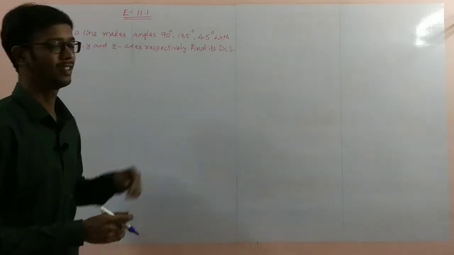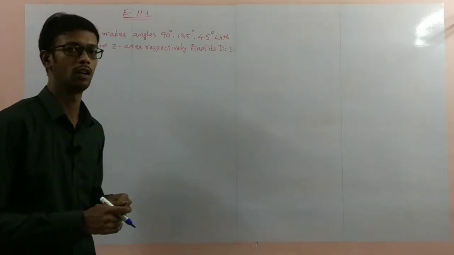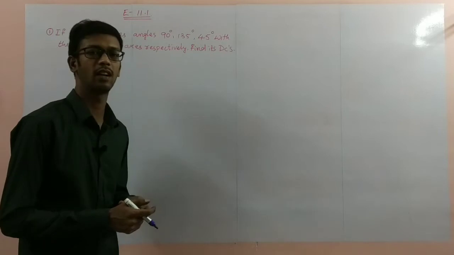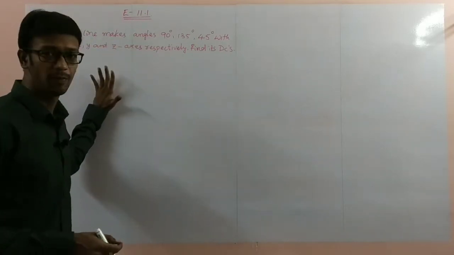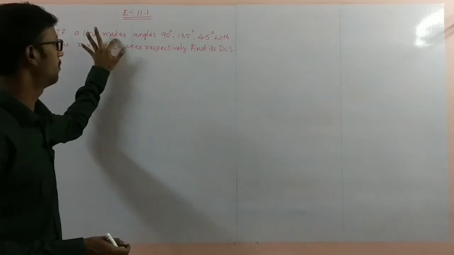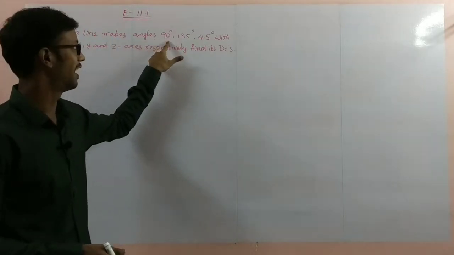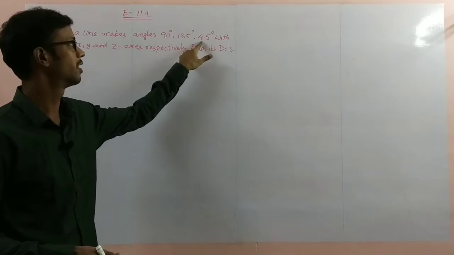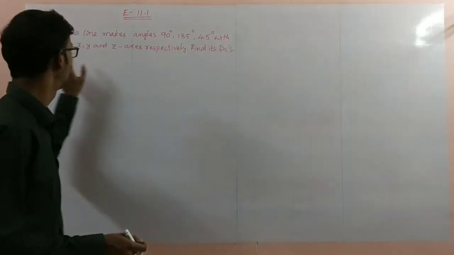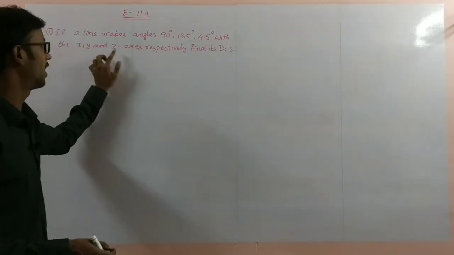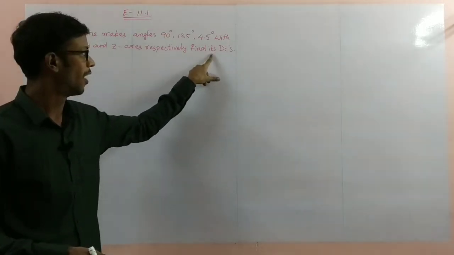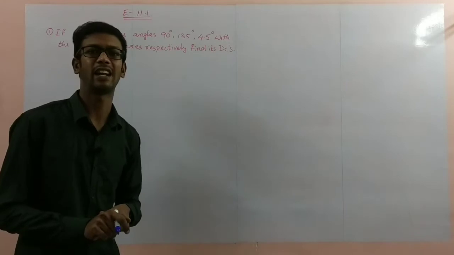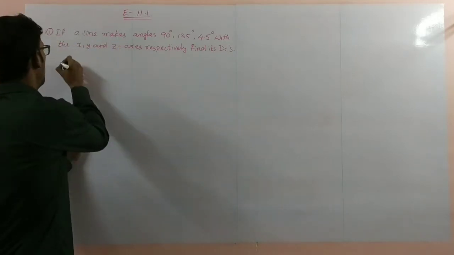Now exercise 11.1. Example problems are there, we'll discuss in the middle of the exercise. First problem: if a line makes angles 90 degrees, 135 degrees, 45 degrees with the x-axis, y-axis and z-axis respectively, find its DCs, direction cosines, we have to find.